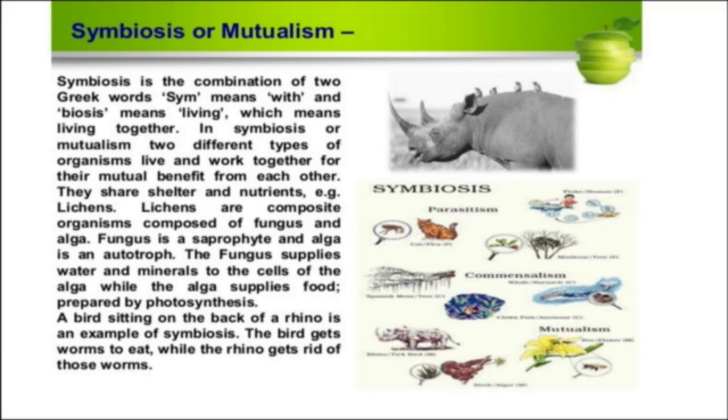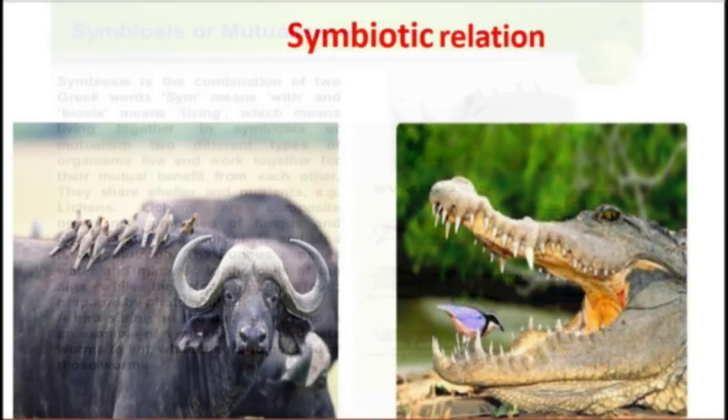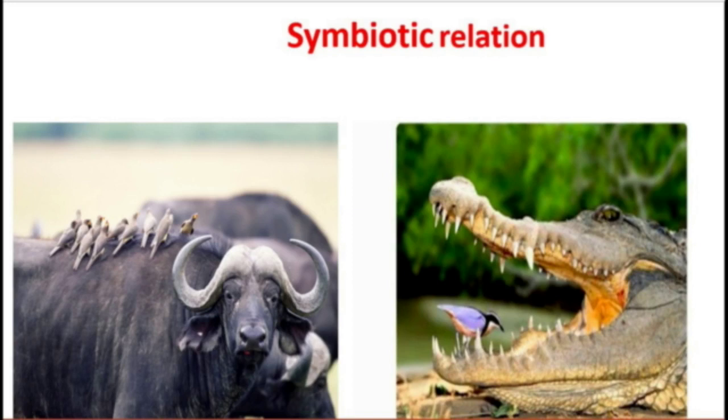Now you can see in the pictures a bird sitting on the back of a rhino, and it is also an example of symbiosis. In another picture you can see the bird gets worms to eat while the rhino gets rid of these worms. Now in this picture, if you observe, small birds like oxpecker eat ticks and other parasites that live on the skin of the rhinoceros or any other big animal. The rhinoceros, on the other hand, gets rid of the parasites. Both organisms are thus mutually benefited from each other.